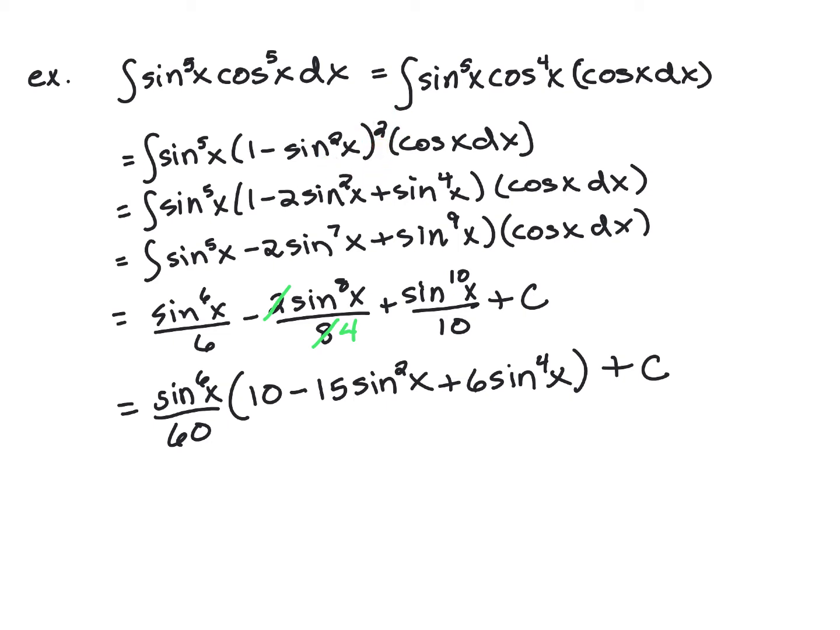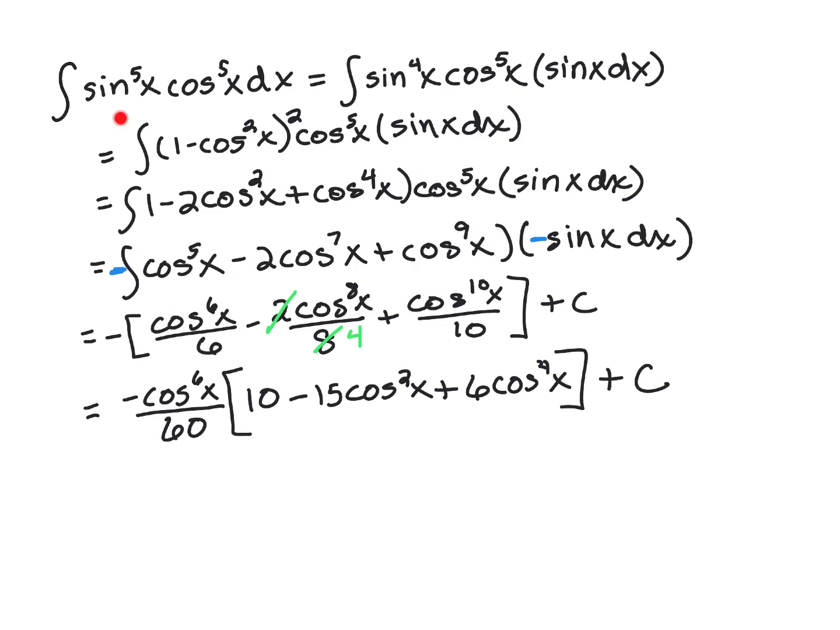Still squared. This has to be FOILed out like this. Then I'm going to distribute the sine to the 5th and get this. Now this is u to the 5th minus 2u to the 7th plus u to the 9th du. Okay? So you just add 1 to the power, divide by the power, all the way through, make it simple, get a common denominator and factor out the lowest power, make a list of what's left. It's really very simple if you practice.